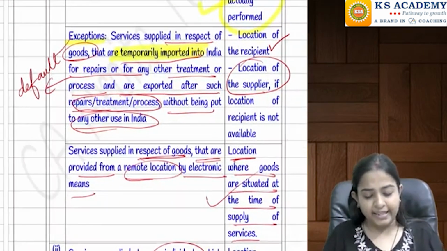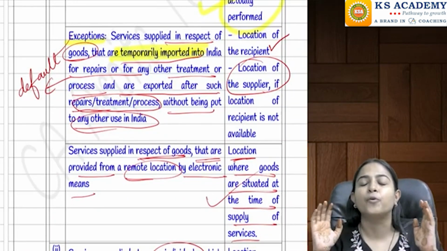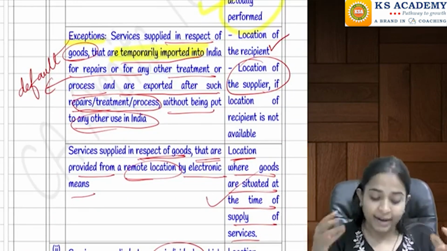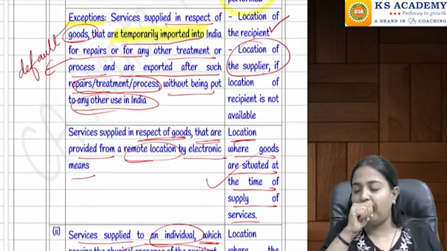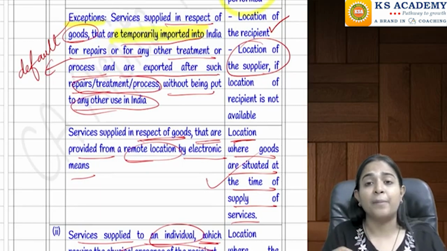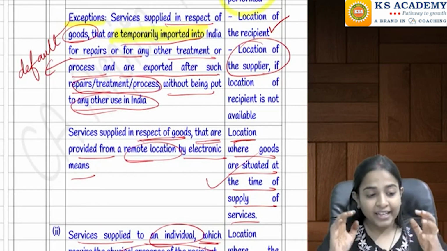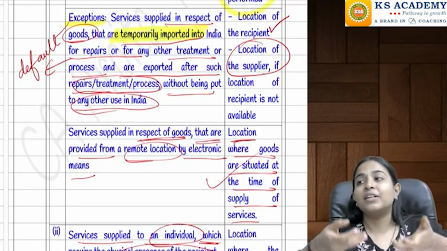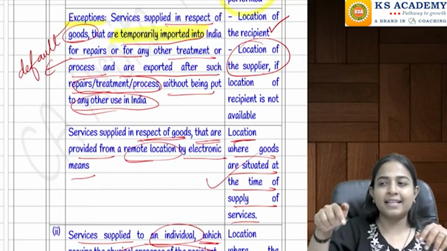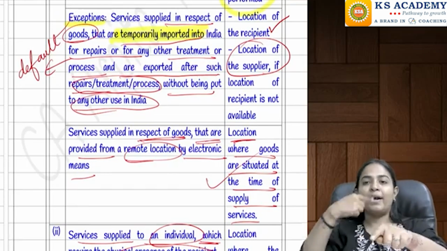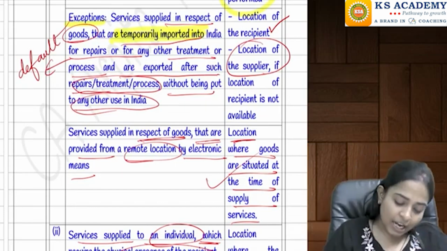Right? Then let's say if you want to provide services on some goods, but physical presence of the goods is not required, that service can be provided online. Then the place of supply will be the location where the goods are situated, at the time when we are providing the online service. Can I say if the goods are kept with you and I am providing you online service from here, then the place of supply will be your place because the goods are kept at your place.